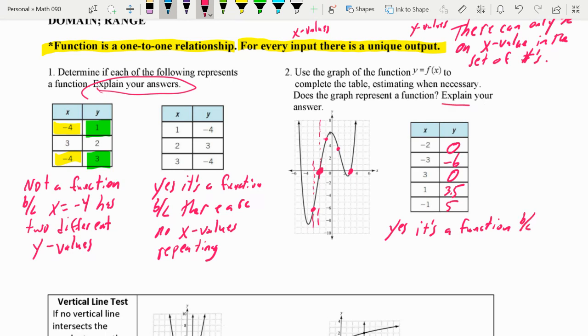Explain: because. Why is this thing a function? Again, I'm looking for x values that are repeating. Do we have any x values that are repeating? I can look here: there are no x values repeating. But am I limited to just those x values in the table? No. I'm going to look at this graph. Do I have any x values repeating here? No, they're all individual x values. So this is a function because there are no repeating x values.